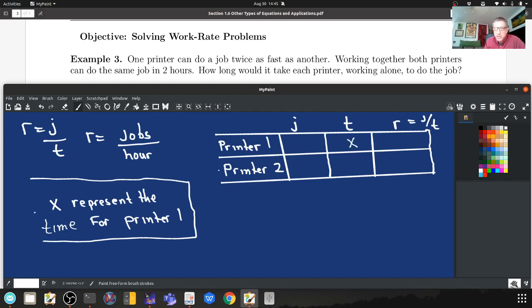And what will be the time for printer 2? It can do the same job in twice the time. So if printer 1 can do a job twice as fast as printer 2, then if x is the time it takes for printer 1, printer 2 can do it in 2x. So how many jobs are they doing? This is 1 job per hour, right? So the rate, J divided by T, for printer 1 is 1 over x. And the rate of printer 2 is 1 over 2x.